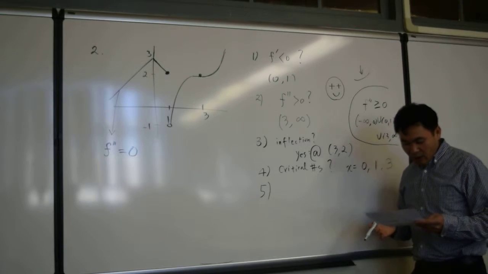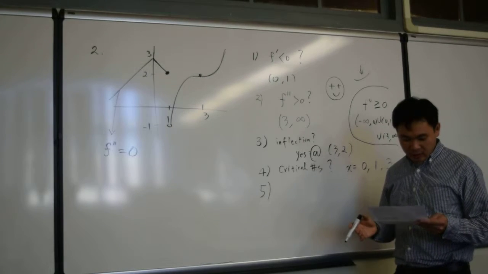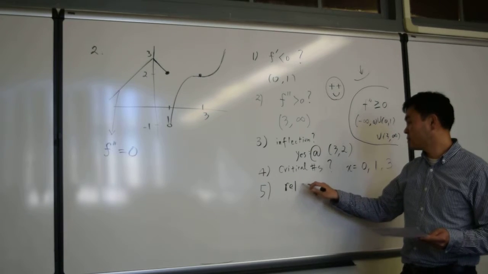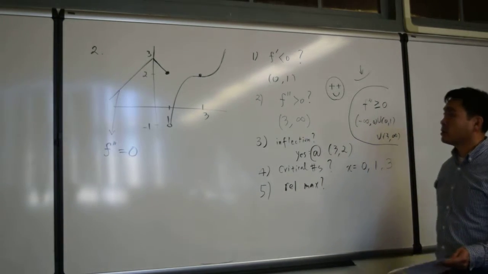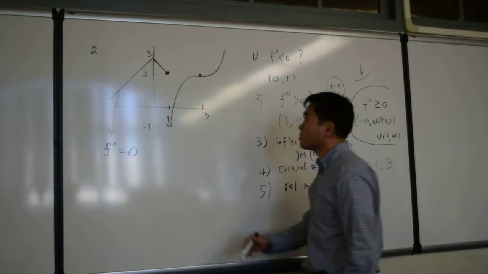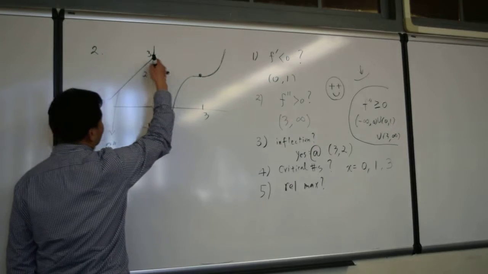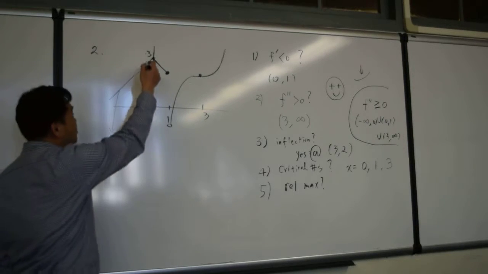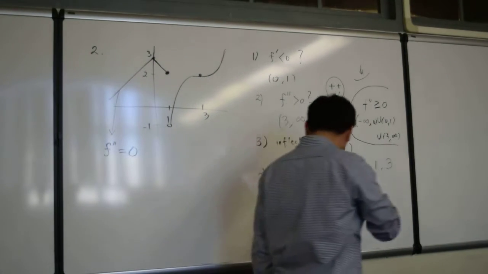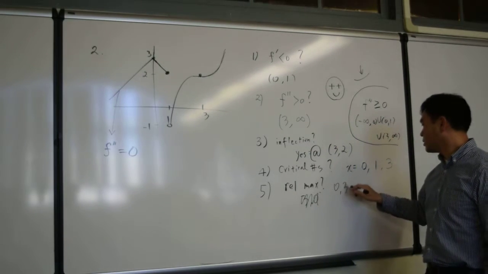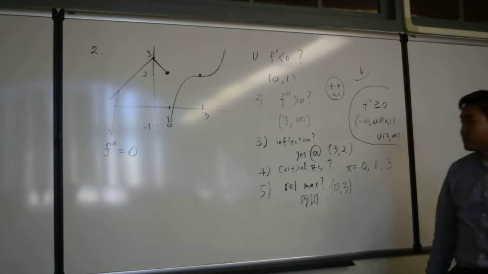Does the function have any relative maxima? If it does, write the coordinates. Okay, relative maxima can only happen at critical numbers. So we only have to inspect the critical numbers. Let's first think about this point. If you look at the left and right of this point, is it lower than this point? Yes. So 0 comma 3 is a relative maximum for sure.